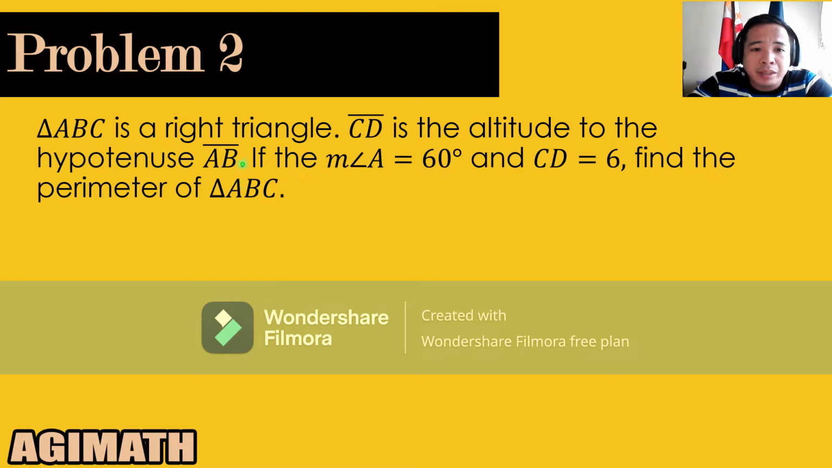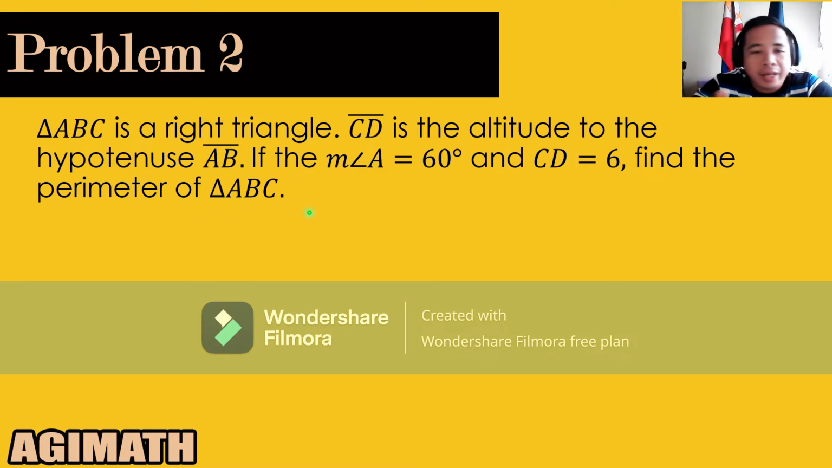Triangle ABC is a right triangle. CD is the altitude to the hypotenuse AB. The measure of angle A equals 60 degrees and CD is equal to 6. Find the perimeter of triangle ABC.